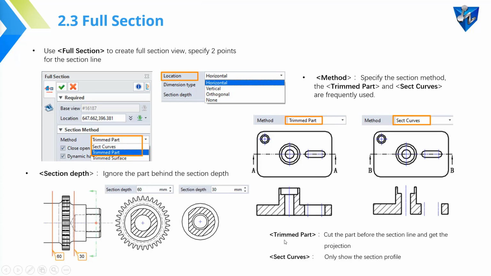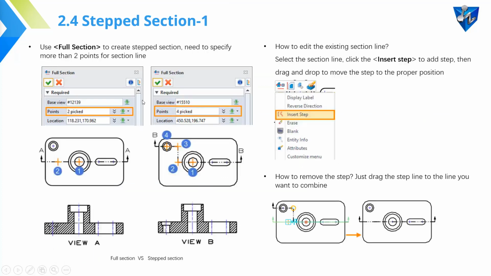As you can see from here, if we use the trimmed part, it will cut the part before the section line and get the projection view. But for the section curves, we just show the profile of the section plane here. And for the section depth, it will ignore the part behind the section depth. So as you can see from this case. And the step section is a little different from the full section.